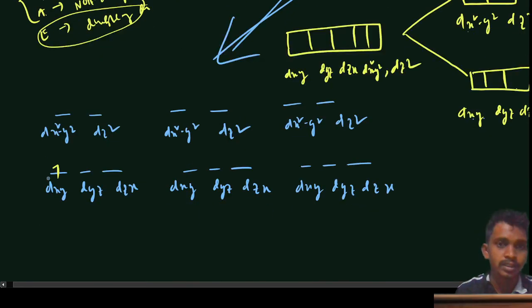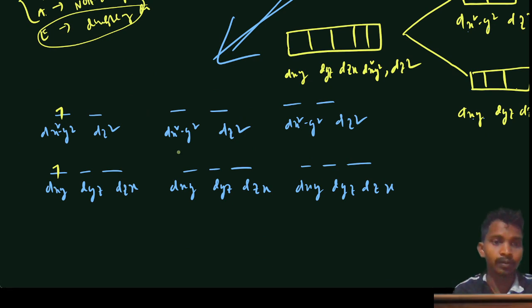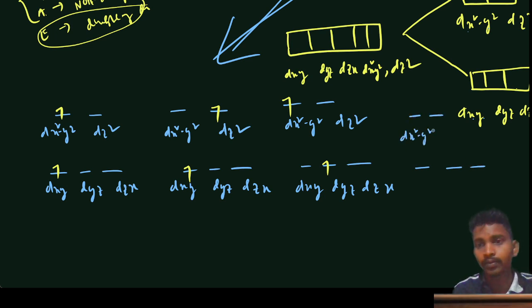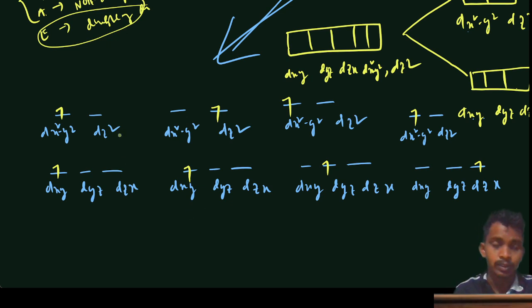Okay, so if an electron is here and another electron is here, okay, it is also possible that an electron is here and an electron is there. Okay, also possible that this is dx square minus y square, this is dz square, this is dxy, this is dyz, this is dzx. Okay, also possible that electrons are sometimes here and also here. Okay, so these are all the possible cases.